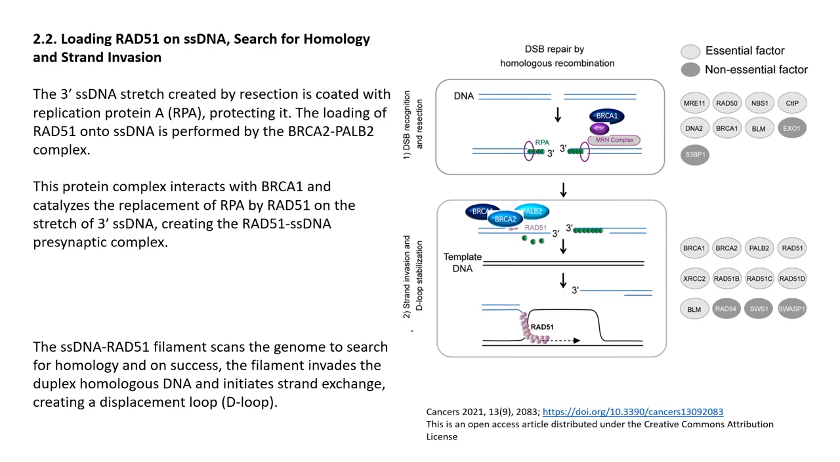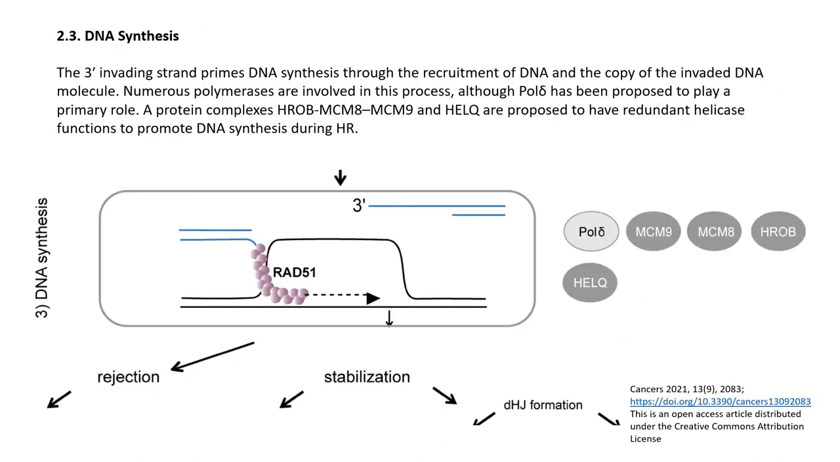The second step is the strand invasion and D loop stabilization, where BRCA1, BRCA2, PALB2, RAD51 and so many different players are critical for carrying the process forward, while these 3 molecules at the end are non-essential factors. How does DNA synthesis happen once the strand invasion is successful, because it found a homology sequence and the structure is now stabilized and DNA synthesis can take place.